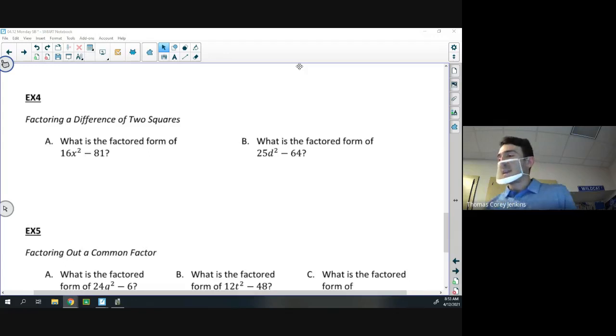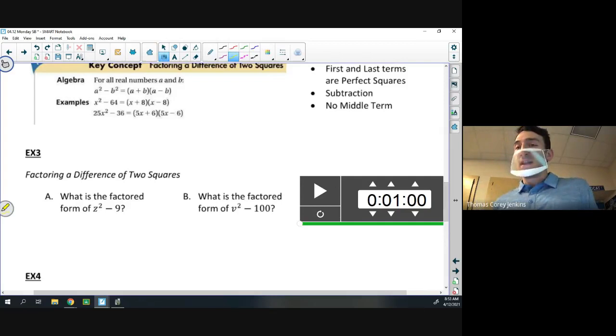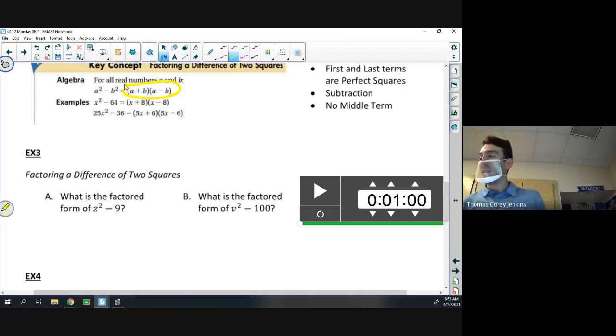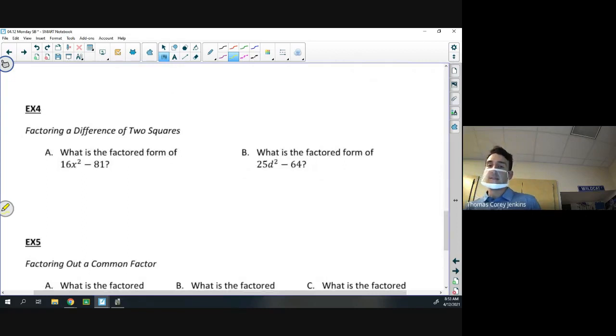So on example 3, we basically practiced how to use the formula that helps us to factor a difference of two squares, which, just to review, is that (a plus b) times (a minus b). Remember what it means to find a and b. Those relate to the first and last term.